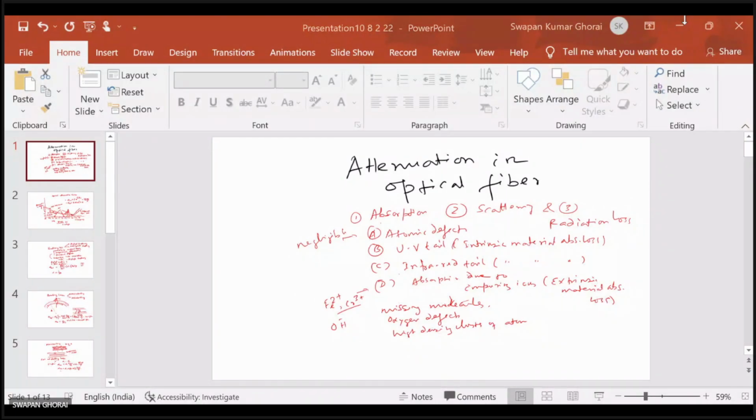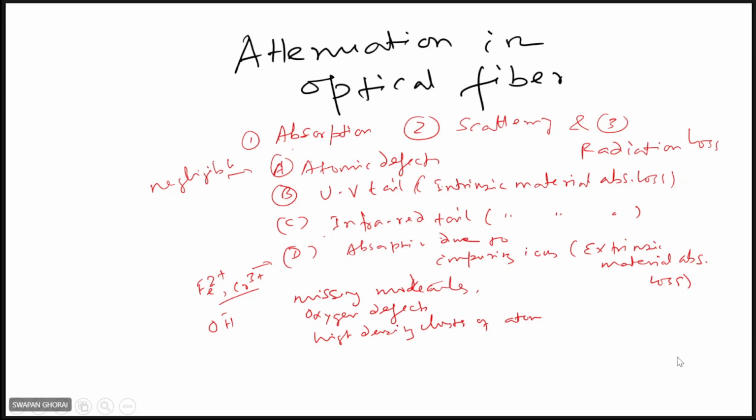Yes, sir. Okay. In your quiz, attenuation and signal distortion will be there. This is signal degradation, signal distortion would be there, I mean, in the first modules. So now we are discussing attenuation.